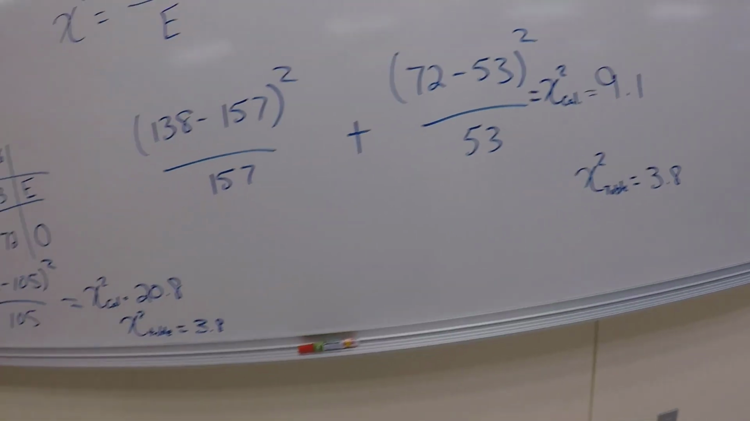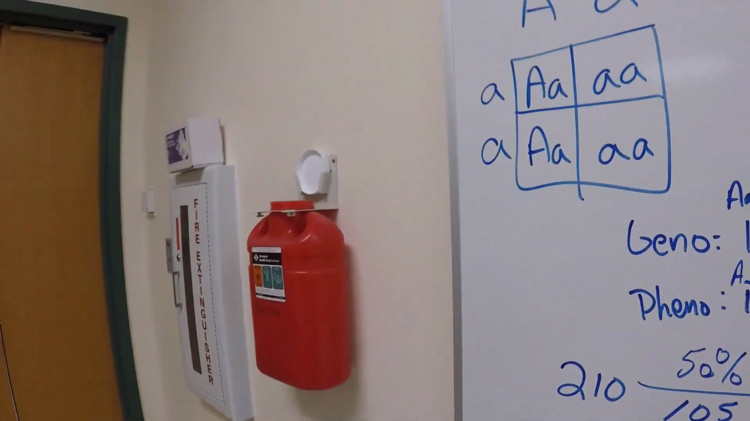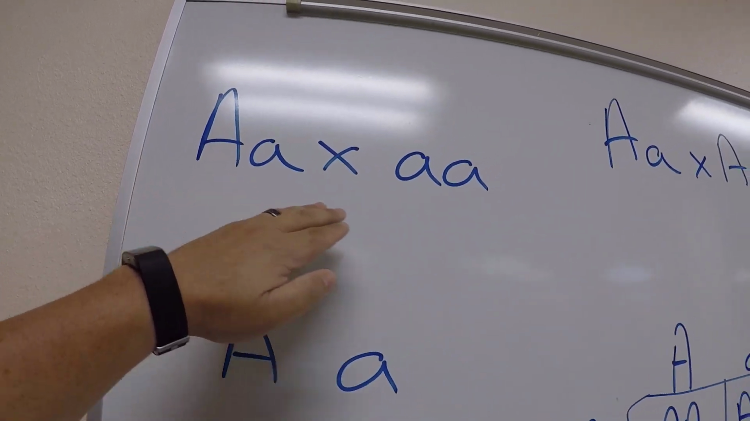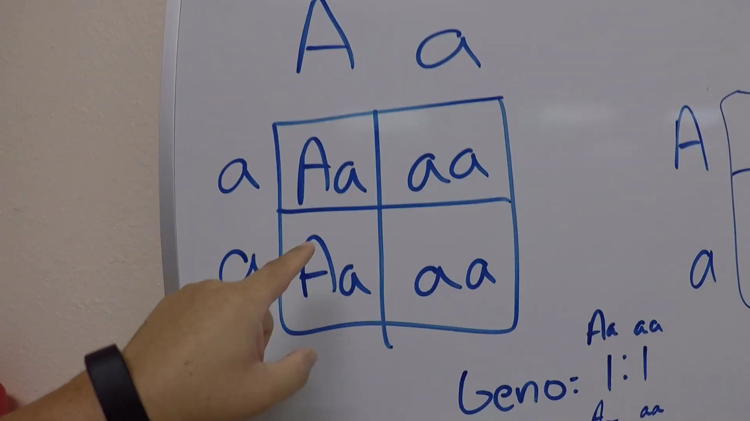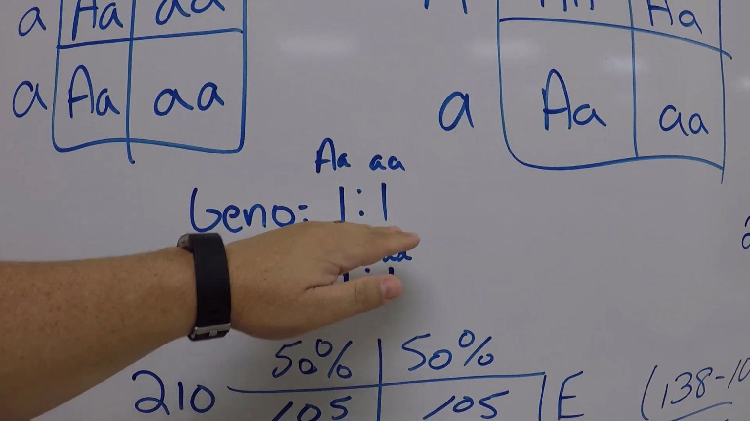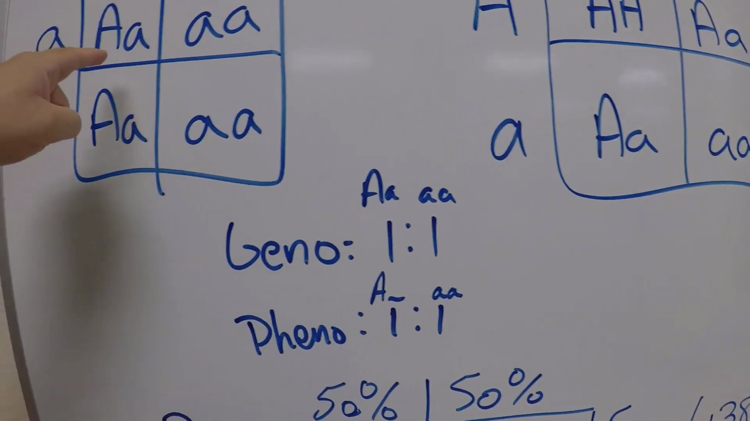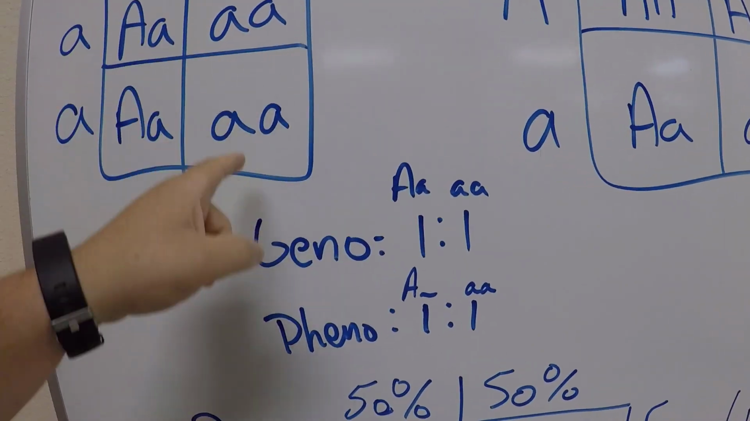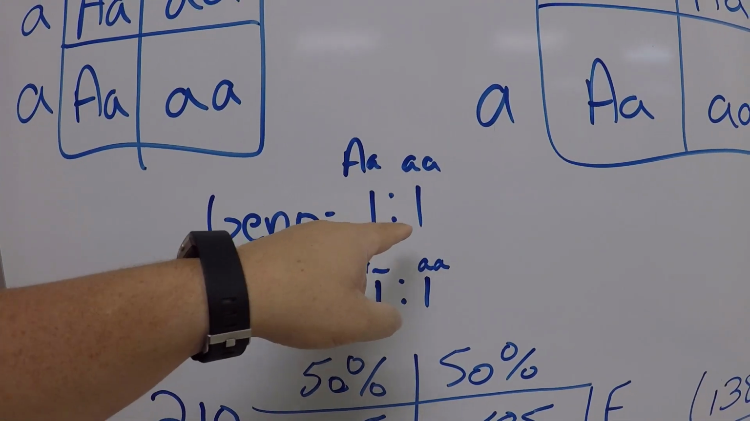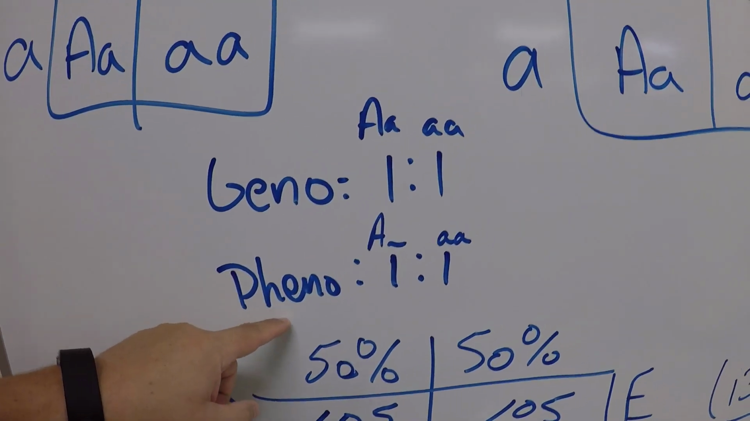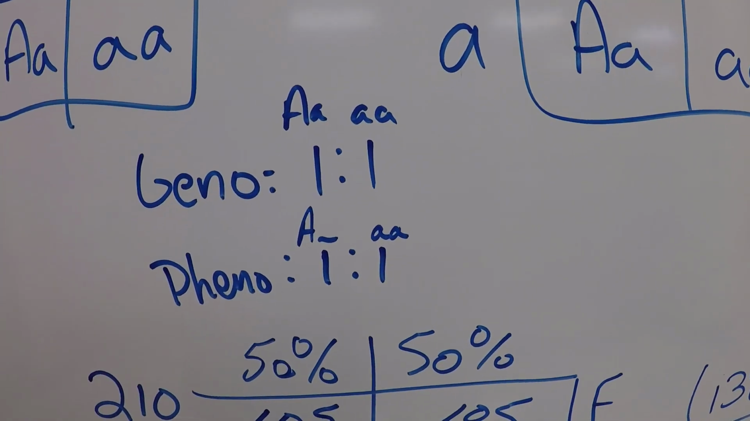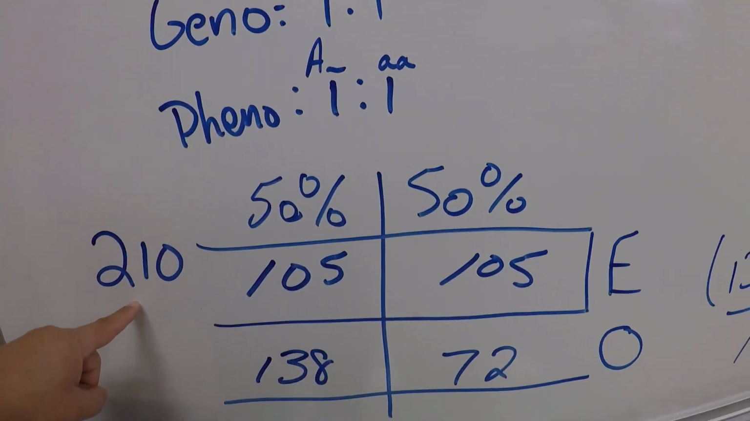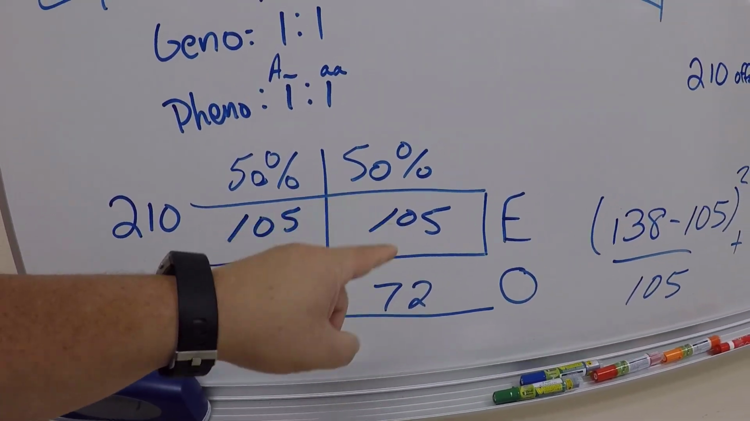We can do this the same way, but use a different parent cross. So maybe we think one's a heterozygote and one's a homozygote recessive. We do the Punnett square, we figure it out. The genotype is a 1-to-1 ratio, heterozygotes to homozygote recessives. The phenotypic ratio is the same, dominant to recessive, so we're expecting a 50-50. So if you have 210 offspring, your expected is 105 for each.